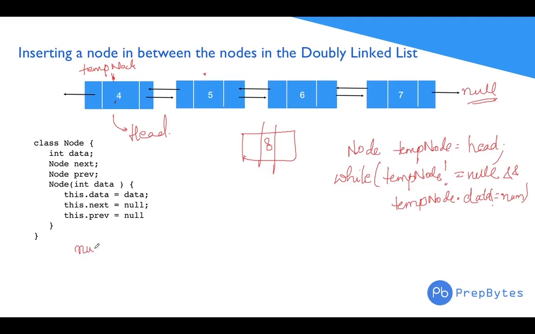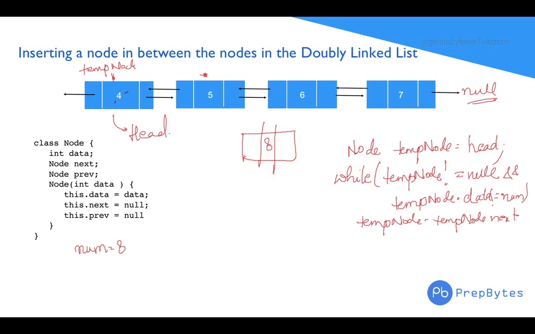So let's say the num is 8. If data is not equivalent to num and this node is not null, what do we have to do? Let's say we come here, we check if 4 is equivalent to 8, which is not the case, then obviously we'll have to move to the next element. So what do we do in this case? We simply do temp node equals temp node dot next.